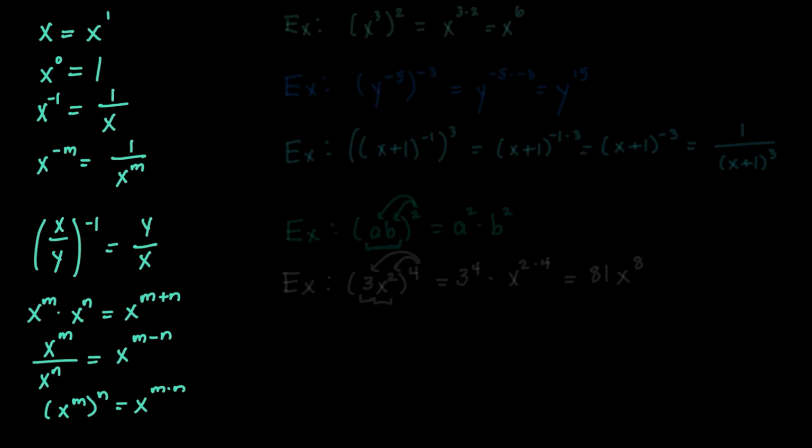All right, let's finish up our one-step problems. I have x to the 3rd squared. This is a power to a power. When I have a power to a power, I multiply. So this is x to the 3 times 2, which is x to the 6th.